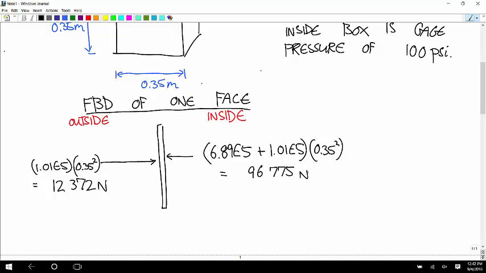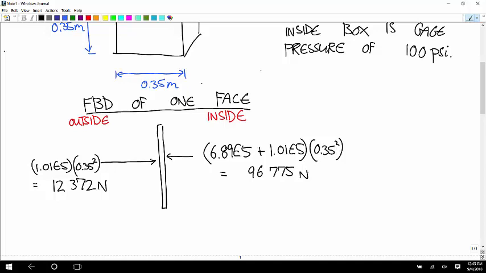Okay, so this is a free body diagram. We have a way bigger pressure pushing out than in. Does that mean that this is going to accelerate? The answer is no, not necessarily, because we're still missing one type of force. What other kind of force would be acting on this face?